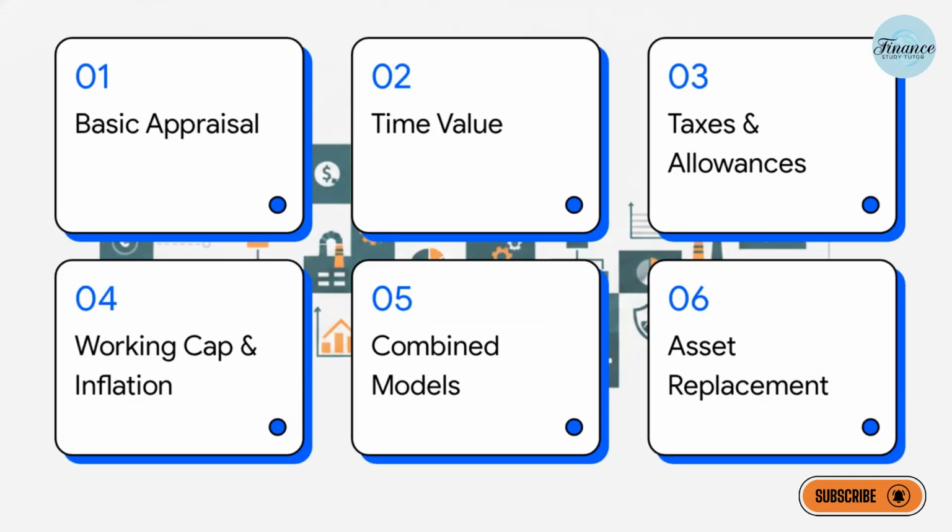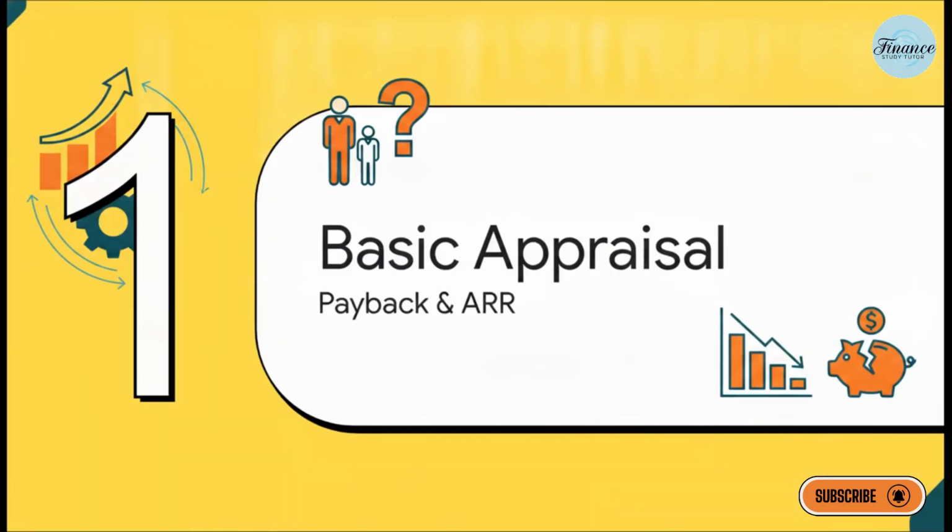Okay, so here is our roadmap. We're going to hit basic appraisal, time value, taxes and allowances, working capital and inflation, combine models, and wrap it all up with asset replacement. First up, Section 1, Basic Appraisal.